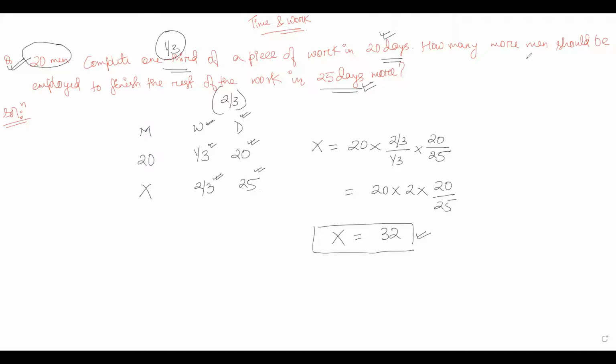But we need to find how many more men should be employed. So initially there were 20 men. Now the total men are 32. So the new men employed is simply 32 minus 20, which is 12.